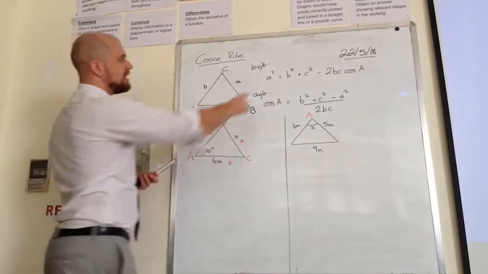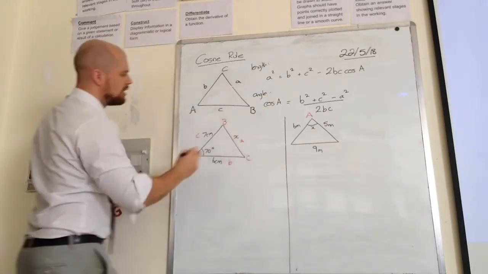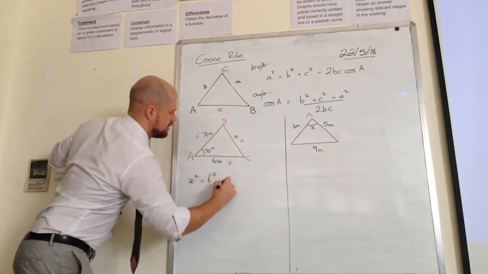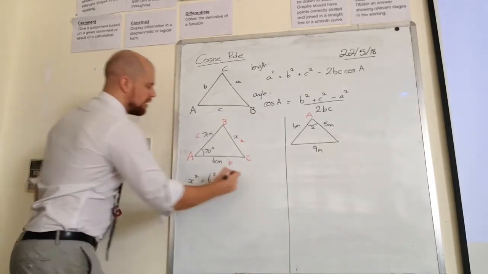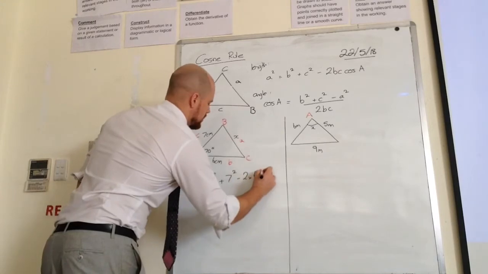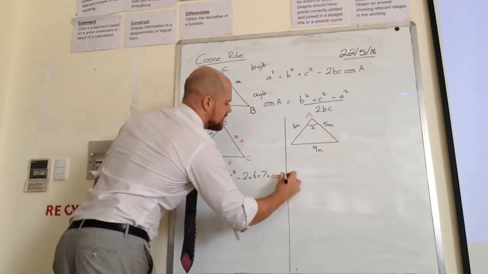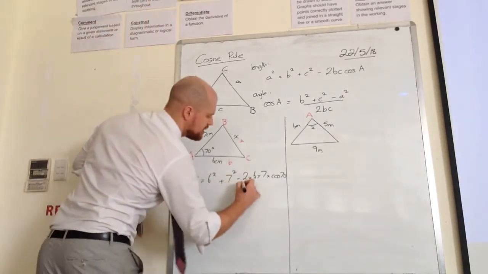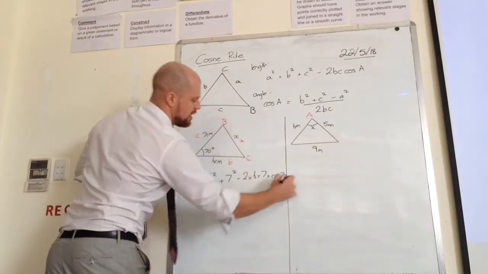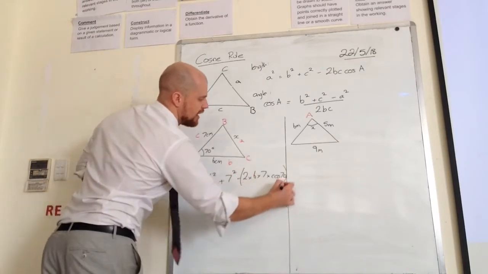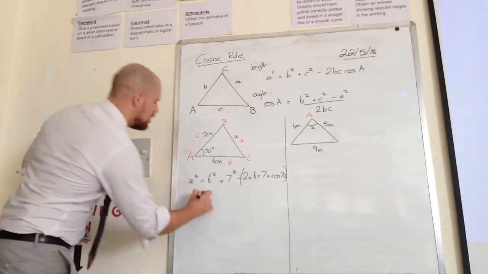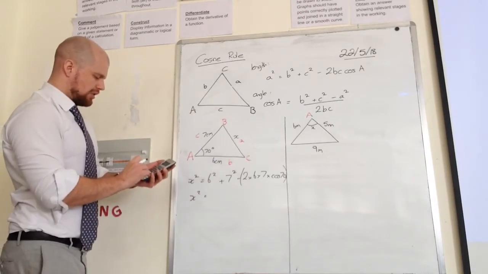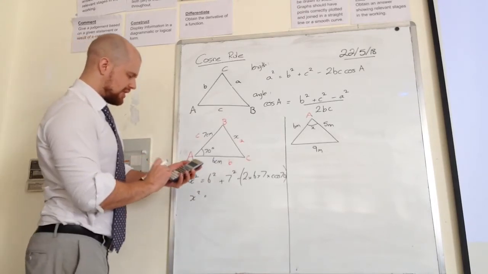Now, I'm looking at the length, so I'm going to use this formula. A is x, so x squared. B is 6. C is 7. Okay, put it in. Cos 70. Now be careful, make sure all of this is one single term. It's like you have brackets around here. You have to be really, really careful. Put it in. 6 squared plus 7 squared, minus 2 times 6 times 7 cos 70.